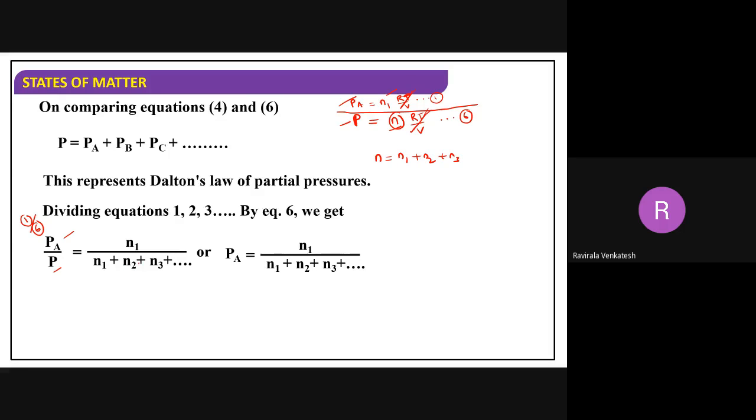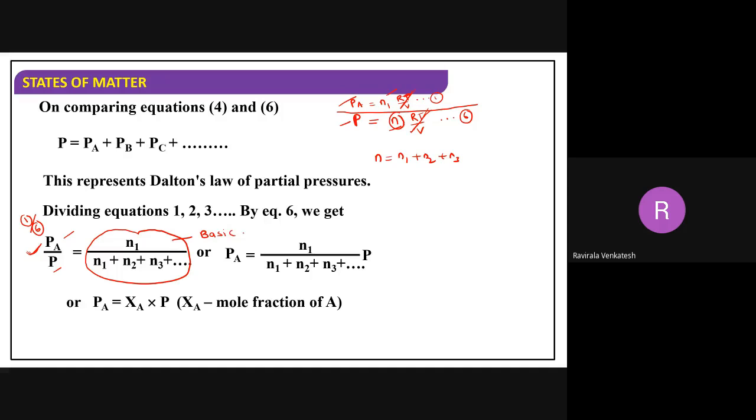Okay. Now, leave this one, beta. To avoid confusion, you just see this one: PA by P is equal to N1 by N1 plus N2 plus N3. Leave it this way, because we send this P over here. What do you see here? What is the meaning of this one? Anybody knows? Because we have seen it in the basic concepts. Anybody remember? Basic concepts of chemistry, first chapter.